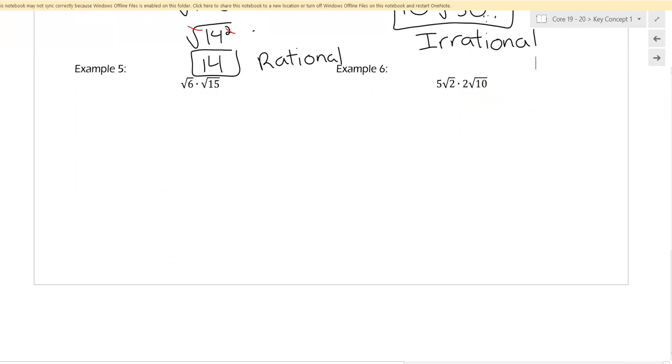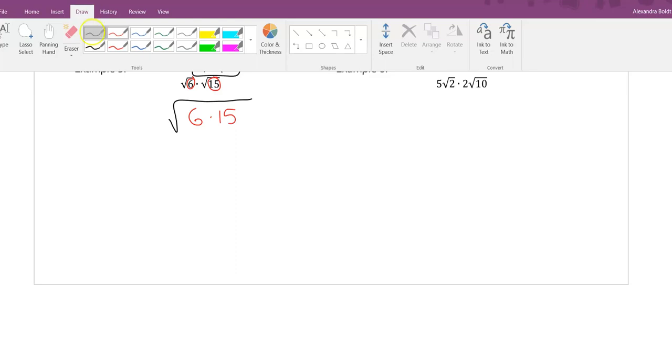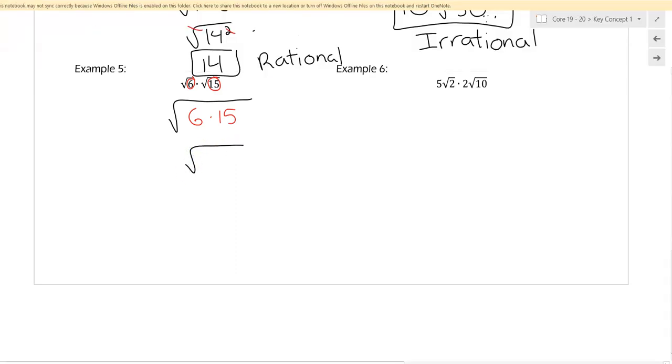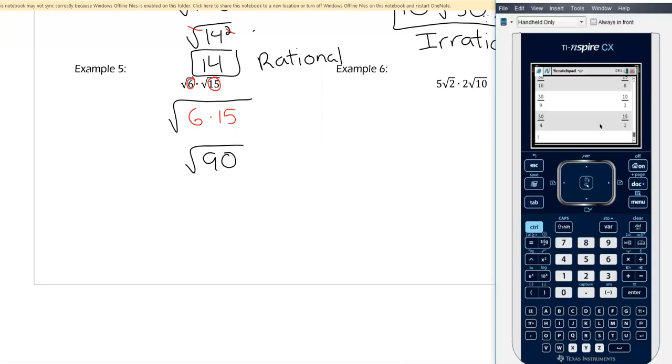All right, square root 6 times square root 15. We'll multiply the inside. Then 6 times 15 is 90. Now again, can I take the square root of 90? I can always check that first. No, but I probably can simplify it.